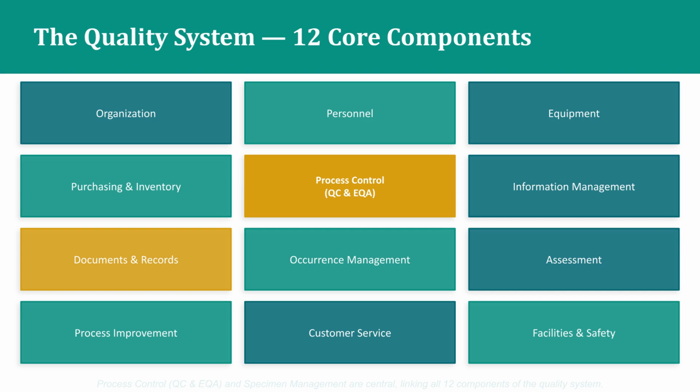A laboratory quality system has many components, such as personnel, equipment, documents, records, safety, purchasing, assessment, and improvement. The main idea is that quality depends on the whole laboratory system, not only the test kit. Even if the reagent is good, the result can still be wrong if the staff are not trained, the equipment is not maintained, or the SOP is not followed. So quality must involve the whole laboratory process.